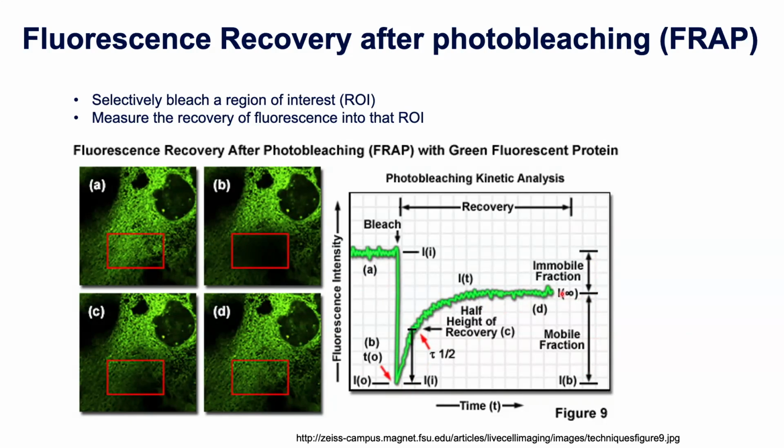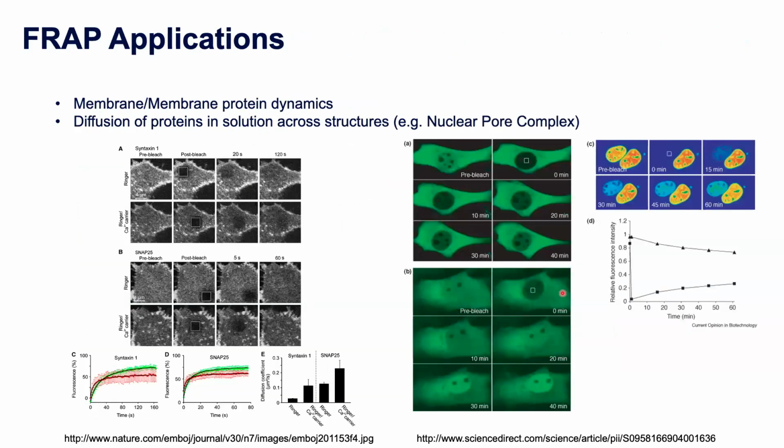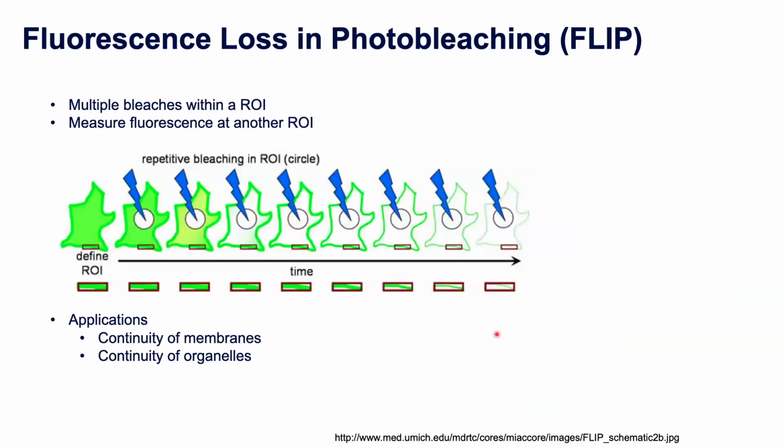stability? Some of the applications here are things like membrane protein dynamics, although this is often relatively quick. Another good use that we've seen in the past is transport of proteins across the nuclear membrane, so through the nuclear pore complex, bleaching out fluorescence from within the nucleus, and then over time watching that recover back into the nucleus. So that was FRAP.